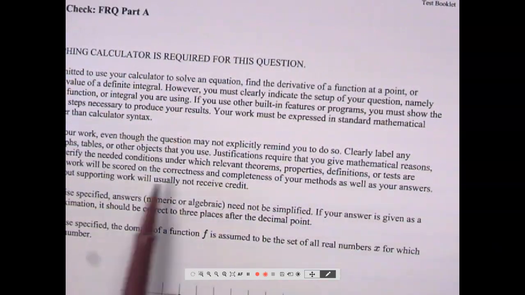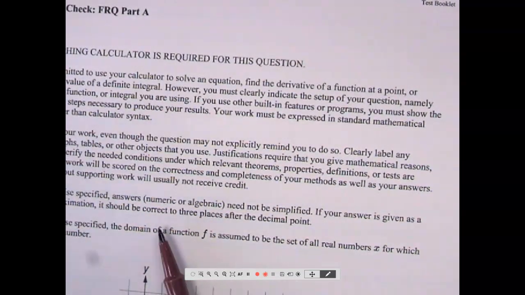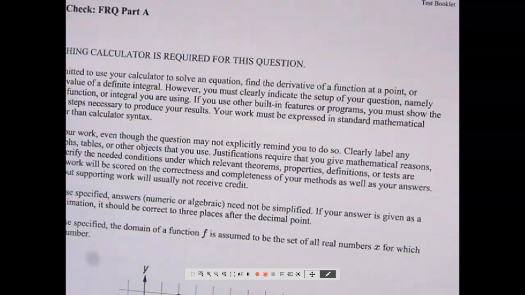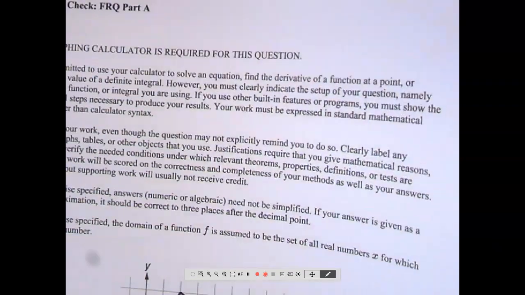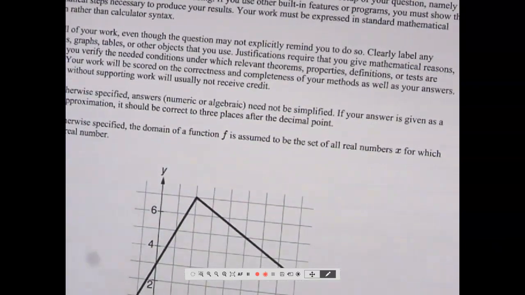Answers without supporting work will usually not receive credit. Unless otherwise specified, answers need not be simplified. We've been talking about that. If your answer is given as a decimal approximation, it should be correct to 3 places after the decimal point. That's our truncate after 3, or write more than 3. Unless otherwise specified, the domain of a function is all real numbers.